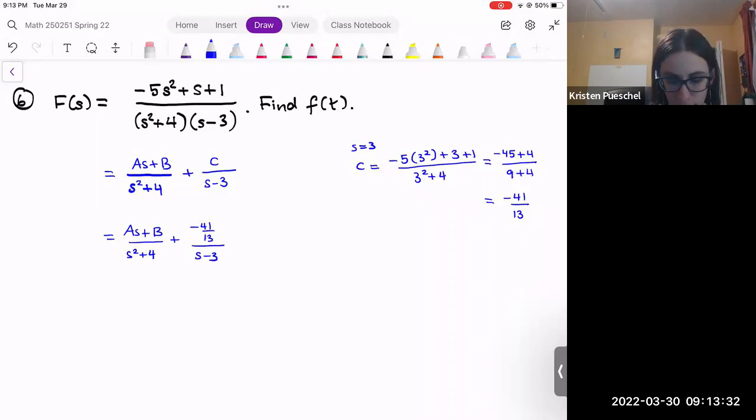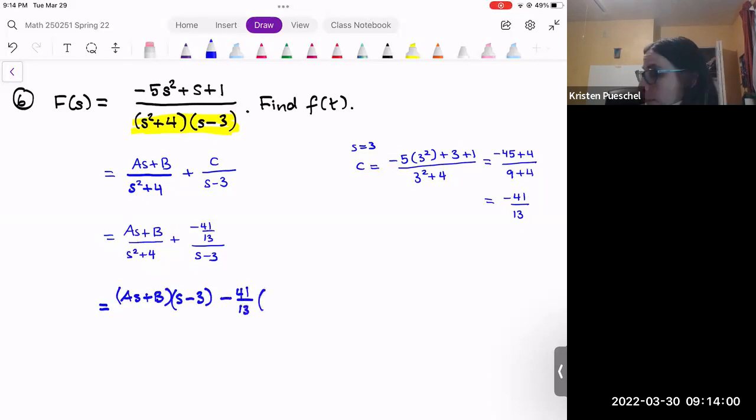Okay, and we are going to be adding these two fractions together. So let's do that. So we're going to make this common denominator of s squared plus 4 over s minus 3. Our first term, we multiply by s minus 3. And our second term, this -41 over 13, we're going to be multiplying by s squared plus 4. Okay, this is all over s squared plus 4 times s minus 3.